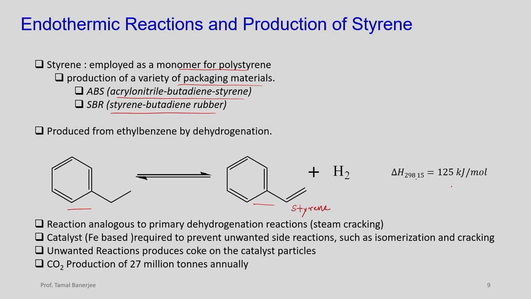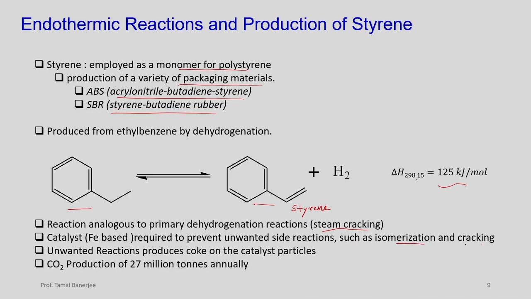If you see, the heat of reaction is 125 kilojoule per mole, so it is highly endothermic. The reaction is analogous to primary dehydrogenation reactions such as steam cracking. The catalyst is usually an iron based catalyst, which is required to prevent unwanted side reactions. The problem with this reaction is that even though it looks very simple, it is not, because whenever you conduct a reaction, there may be some undesired product, the rate may be low, or there may be thermodynamic conversion limits. All these three play a part. Even if we write this equation, conducting it in an industrial scheme of things is very difficult to implement. There are some side reactions such as isomerization and cracking.